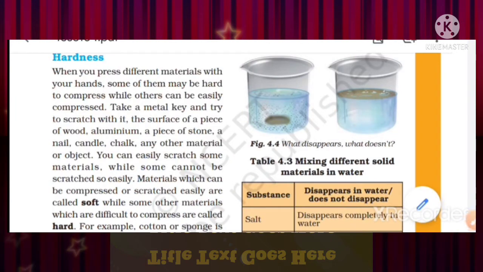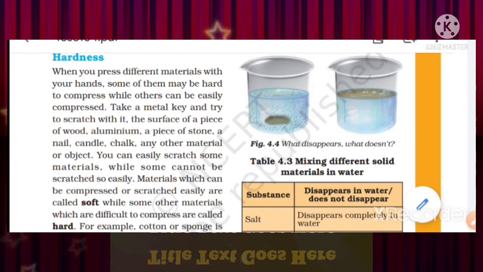Now, the next property of materials is hardness. When you press different materials with your hands, some of them may be hard to compress while others can be easily compressed. Take a metal key and try to scratch with it the surface of a piece of wood, aluminium, a piece of stone, a nail, candle, chalk, or any other materials or objects. You can easily scratch some materials while some cannot be scratched so easily. Materials which can be compressed or scratched easily are called soft, while some other materials which are difficult to compress are called hard.